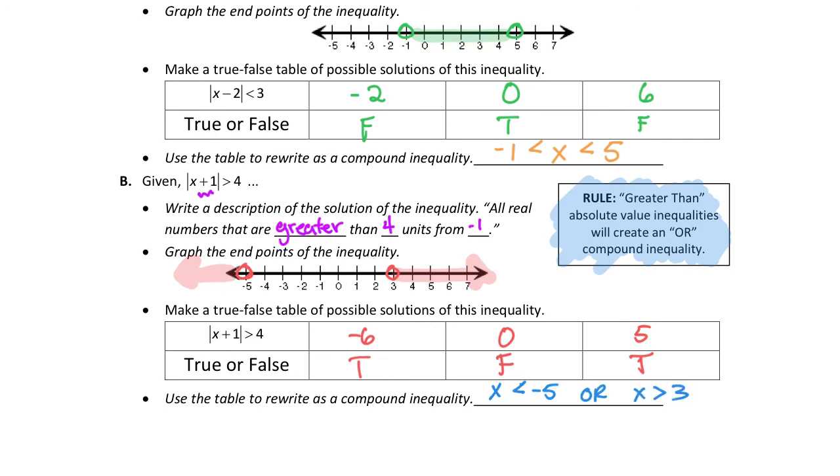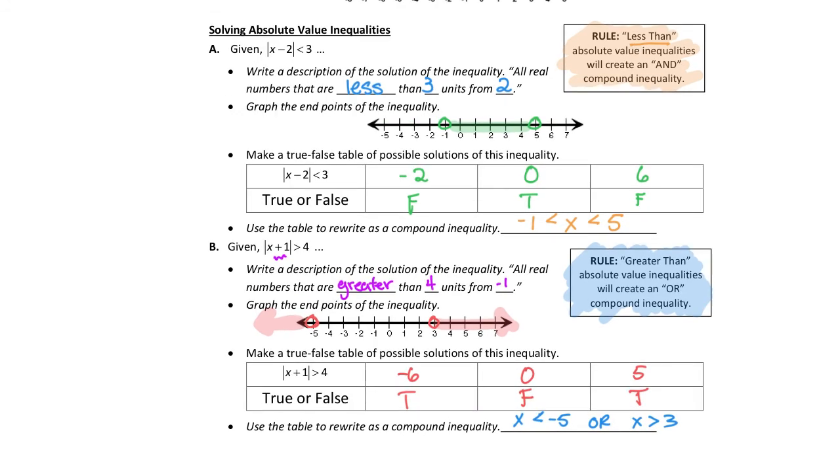Putting that all together is what we're going to do in the next lesson. I just want you to have the biggest idea here, are these 2 rules. If it's greater than, you're going to end up with an OR. If it's less than, you're going to end up with an AND.